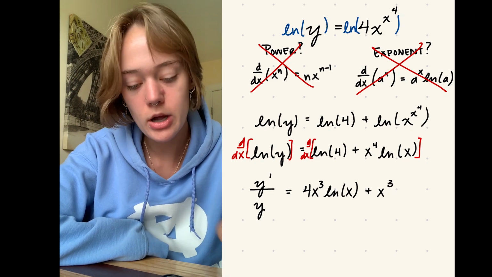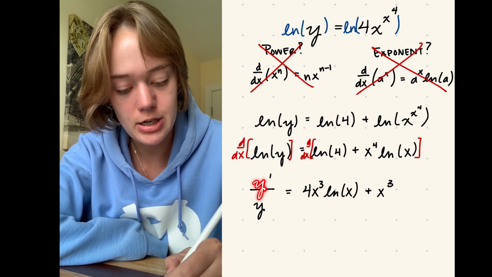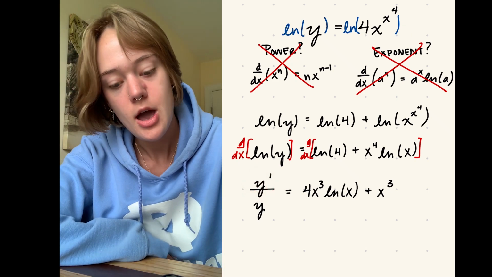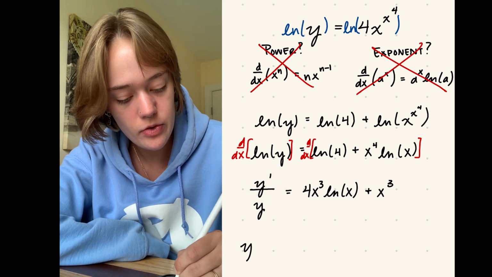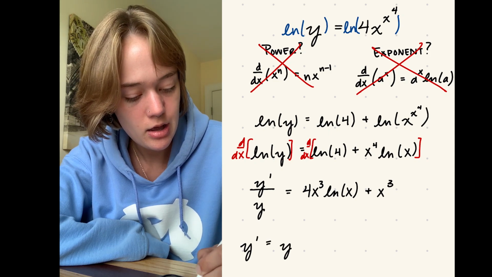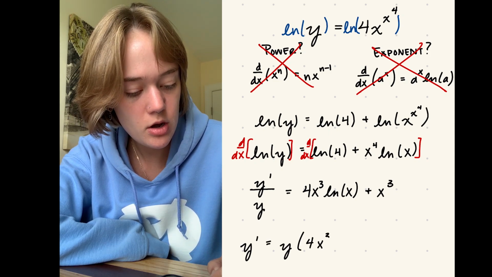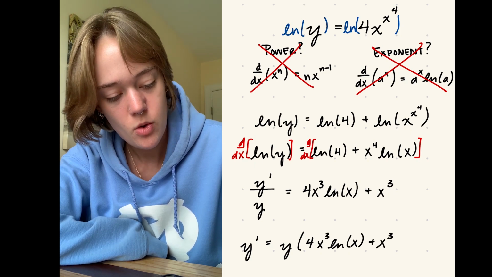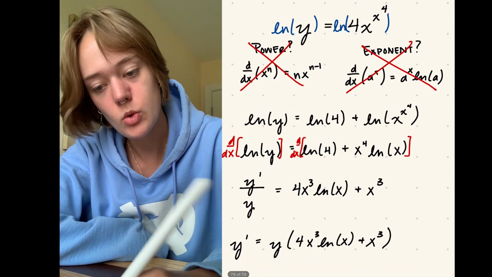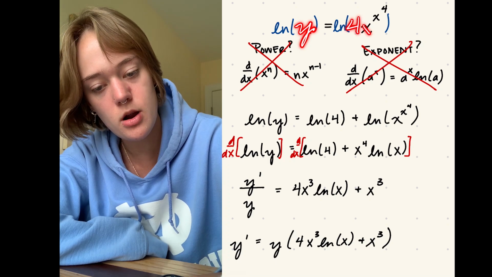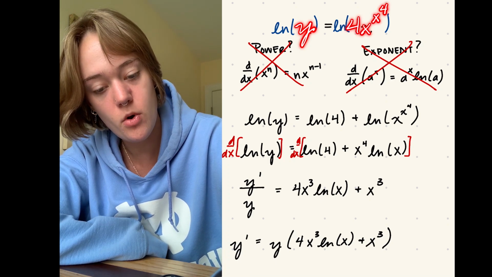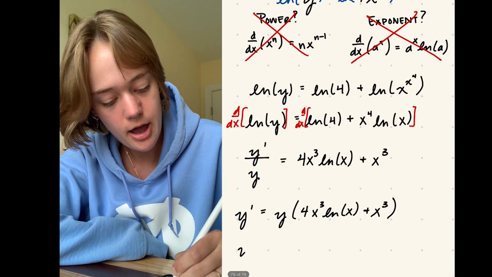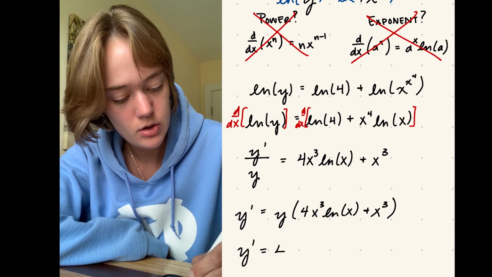Now, remember the goal. We want to find out what the derivative of our function is, what our y prime is. So we need to isolate for this term right here. How can we isolate? Well, we can multiply both sides by that y. And we know what our y function is because that is exactly what we started with. So we have this up here: y is equal to 4x to the x to the fourth. So we can plug that in right here, and we will have a solution.